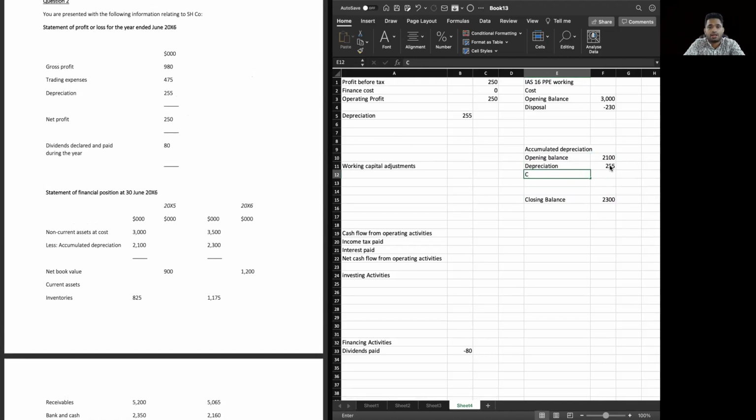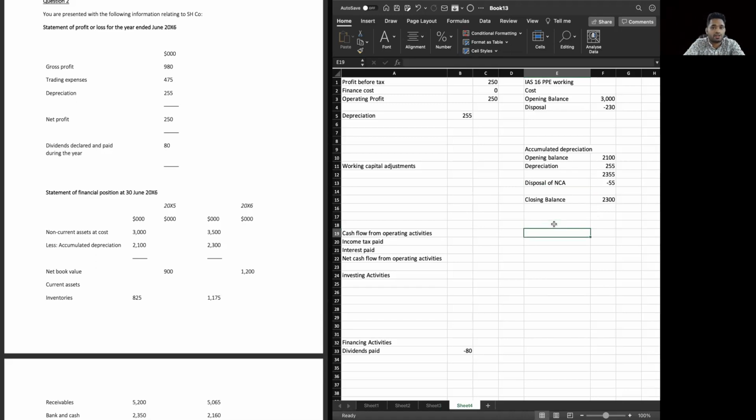2,355. Now, when we dispose an asset or when you revalue an asset, right? In both situations, the accumulated depreciation is removed. So here we have a disposal. So we'll be removing the accumulated depreciation. So disposal of non-current asset, the accumulated depreciation is going to be 55. So then you get the balance of 2,300.